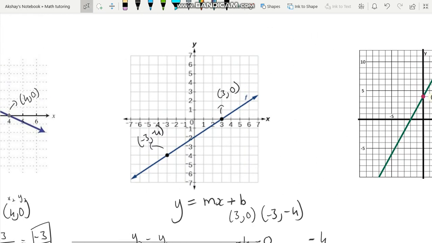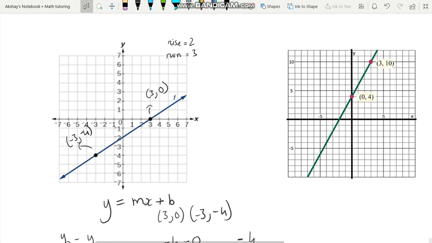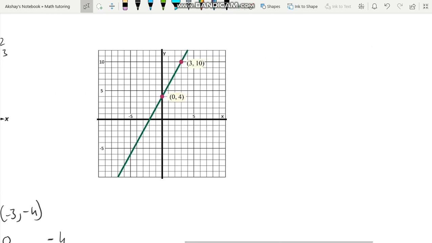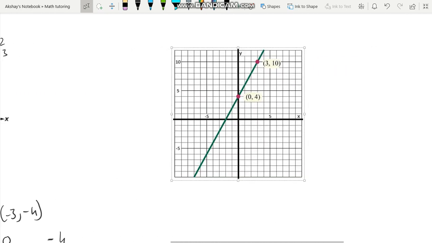So my rise over run would be rise 2, run 3. 1, 2, 1, 2, 3. Makes perfect sense. Alright, moving to my last question here. Let me just move this a little further to the right. There we go. Our two points established are (3, 10) and (0, 4).